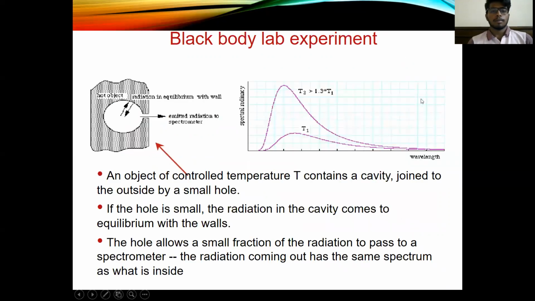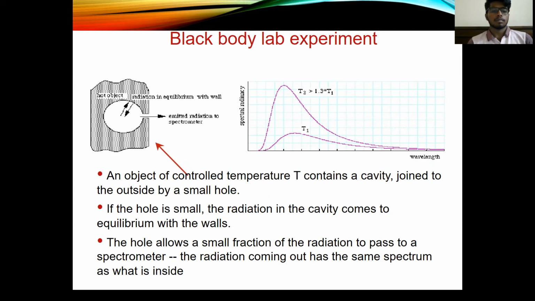Okay. Black body lab experiment. An object of controlled temperature. Here, in this picture, we can observe what the object will be. An object of controlled temperature T contains a cavity joined to the outside by a small hole. If the hole is small, the radiation in the cavity comes to equilibrium with the walls. The hole allows a small fraction of the radiation to pass to a spectrometer. The radiation coming out has the same spectrum as what is inside. Here a graph is also represented. The graph also represents the black body lab experiment.